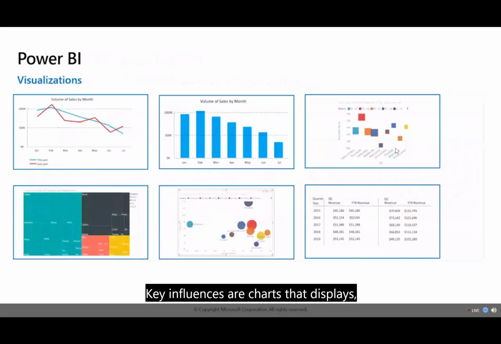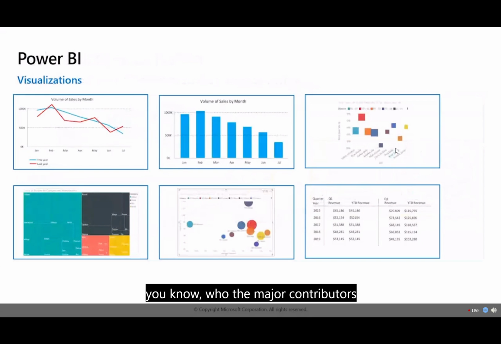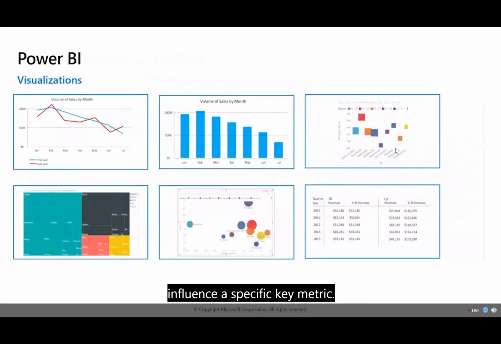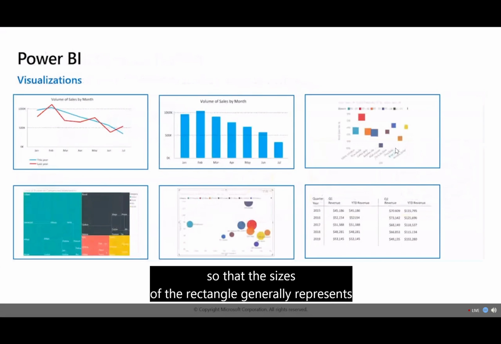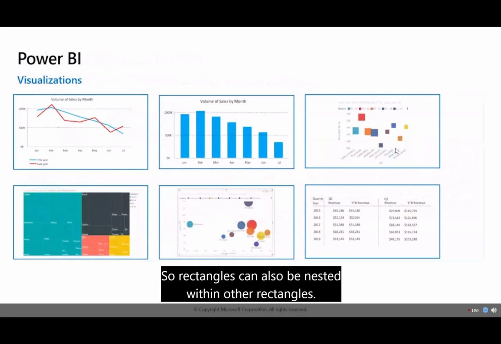Key influences are charts that display who the major contributors to a particular result or value are. So key influences are great for understanding what particular factors influence a specific key metric. Tree maps are charts of colored rectangles, where the sizes of the rectangles generally represent the relative value of that item, and they can be hierarchical. So rectangles can also be nested within other rectangles.